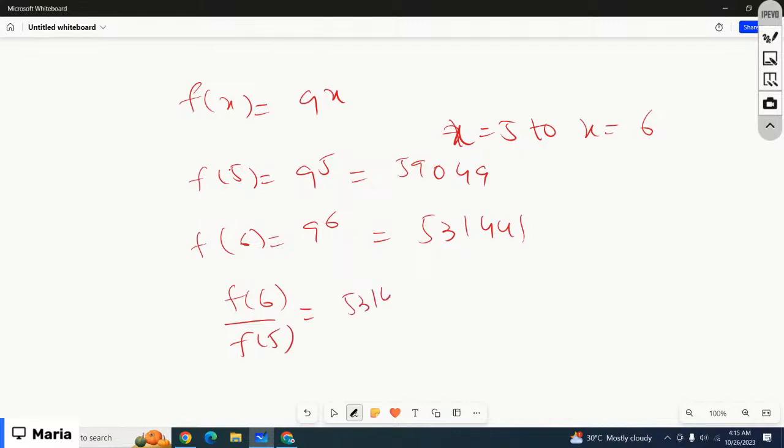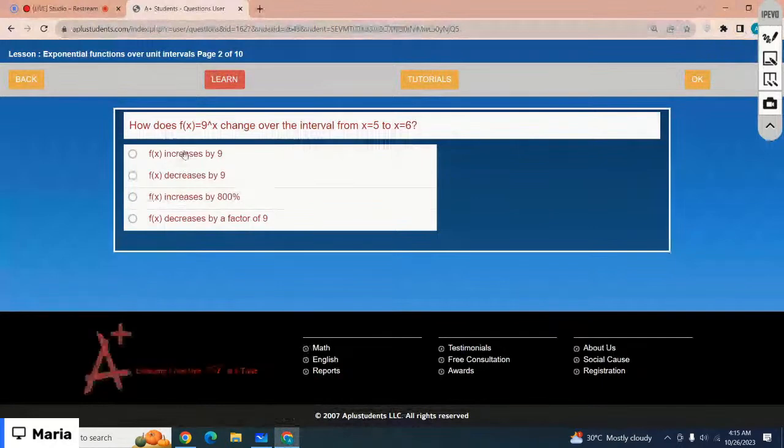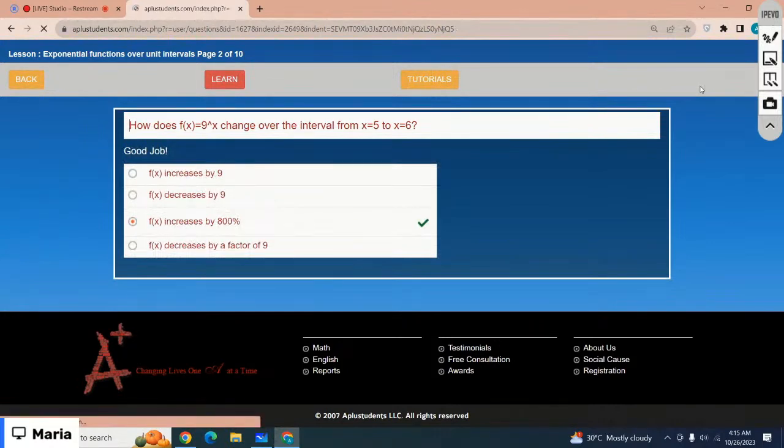Okay, so you have to divide f of 6 by f of 5. That would be 531,441 divided by 59,049. Let's just divide. That equals 9. That means the function is increasing 9 times, right? The correct option is, okay, let's just look at the options. f of x increases by 800%. The correct option is 800%, right?